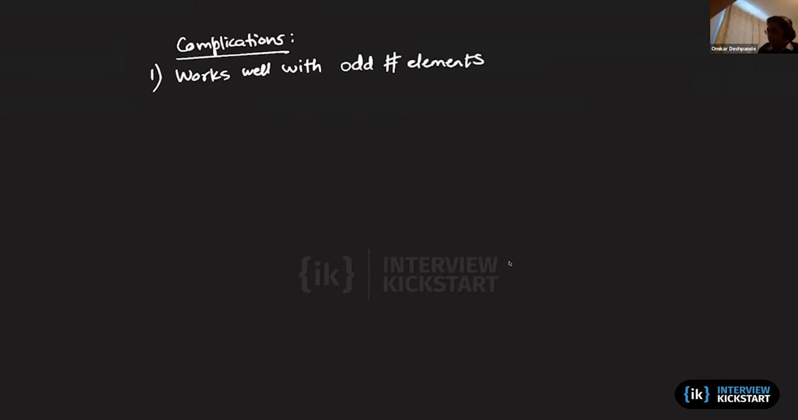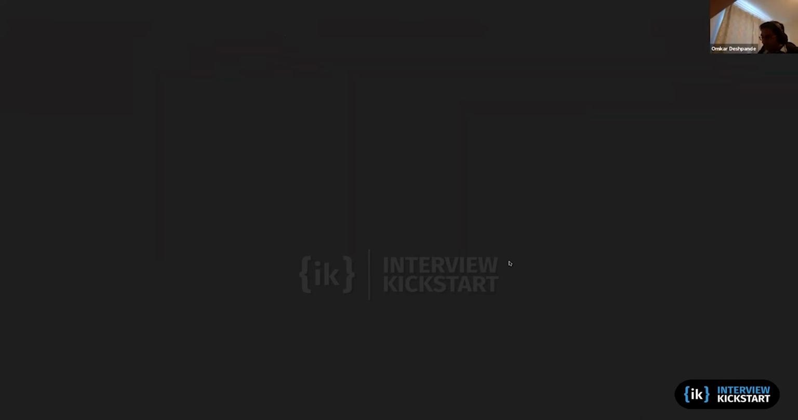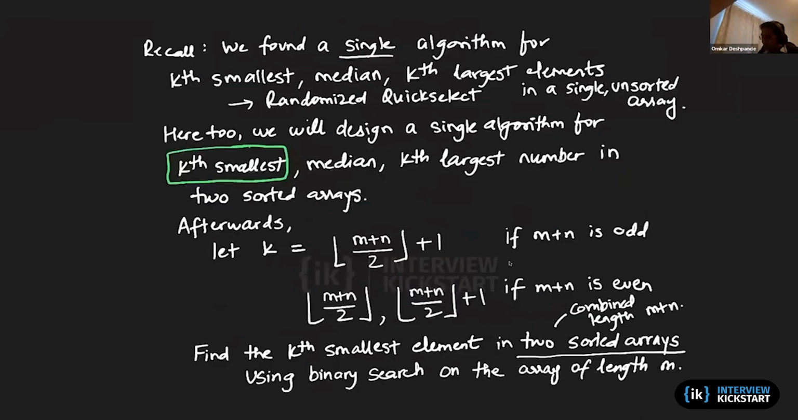But with even elements, we also need to find one more value. Going back to what we had at the beginning: if m plus n is odd, we could set k to be this and find that value and return it. If m plus n is even, we could set k to one of these values. Let's say we set it to this value.